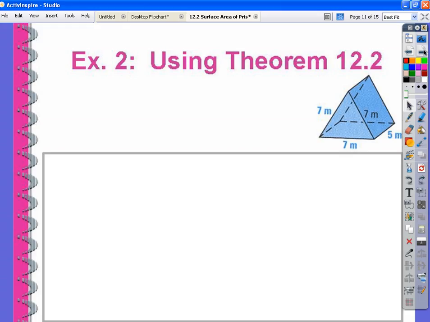Okay, good. Yeah, that's the height. What's the perimeter of the base? Yeah, here's the base, right? So it's just going to be 7 plus 7 plus 7. 21 is the perimeter of the base. The only calculation we need to make here is the area of the base, the area of that triangle.